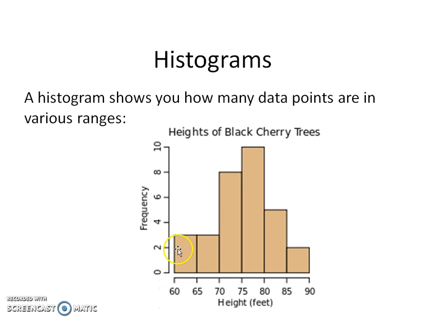Well, it looks like 3 trees had a height of between 60 and 65 feet. Another 3 trees had a height of between 65 and 70 feet. Looks like 8 trees had a height of between 70 and 75 feet. 10 trees had a height of between 75 and 80 feet, and then you can see how it works. Histograms are very useful things because, again, without looking at all the individual numbers on a long list of numbers, you can see how things are distributed, and you can begin to describe what's going on.